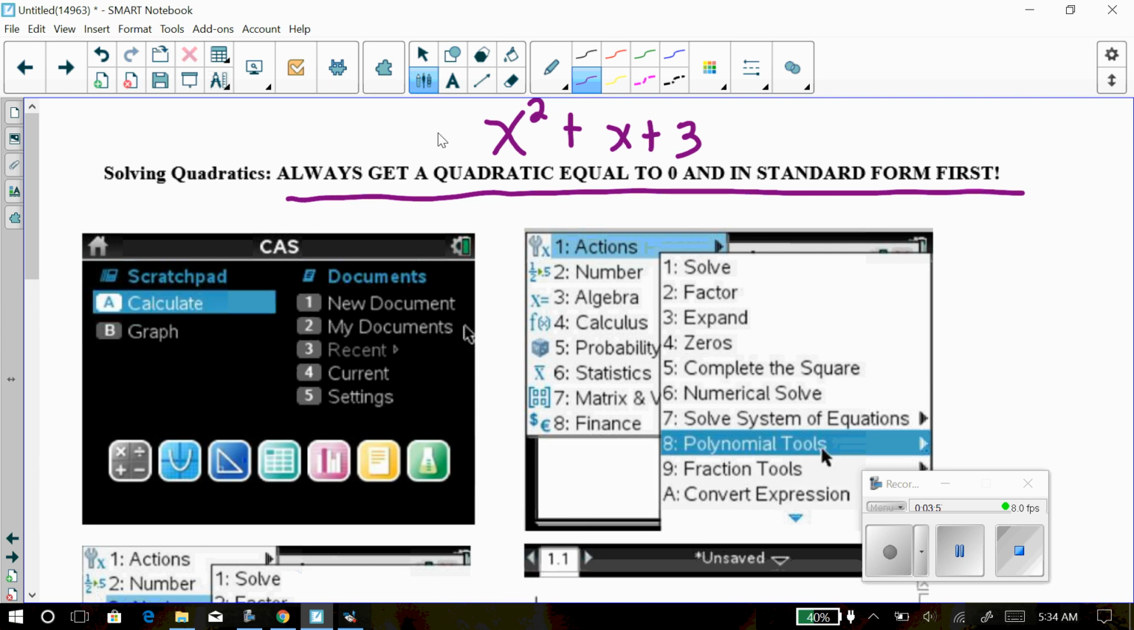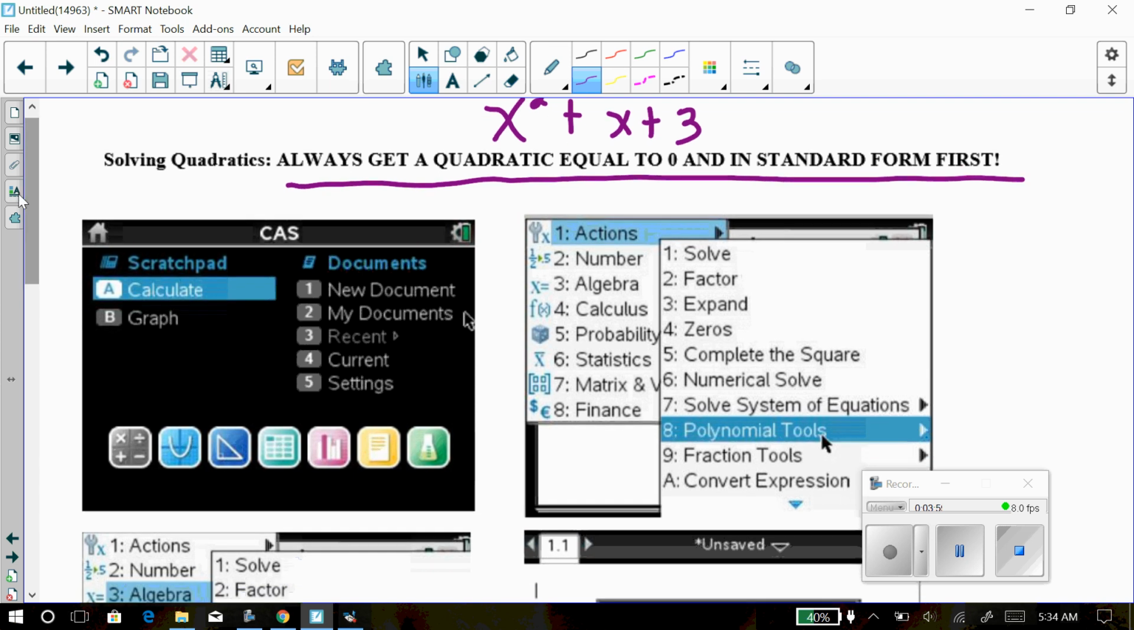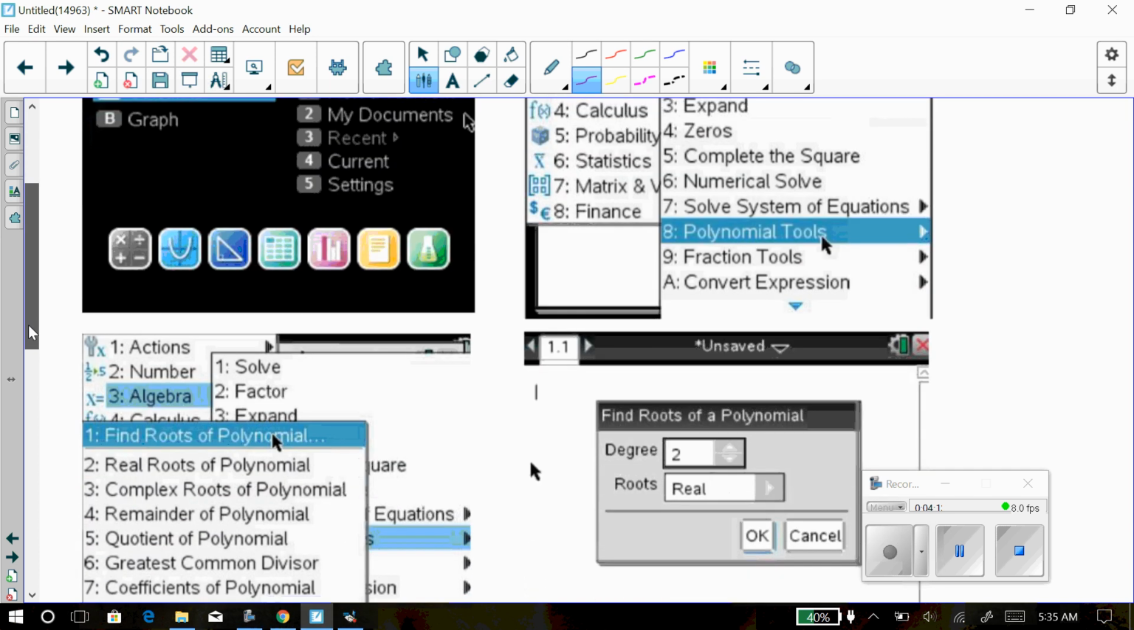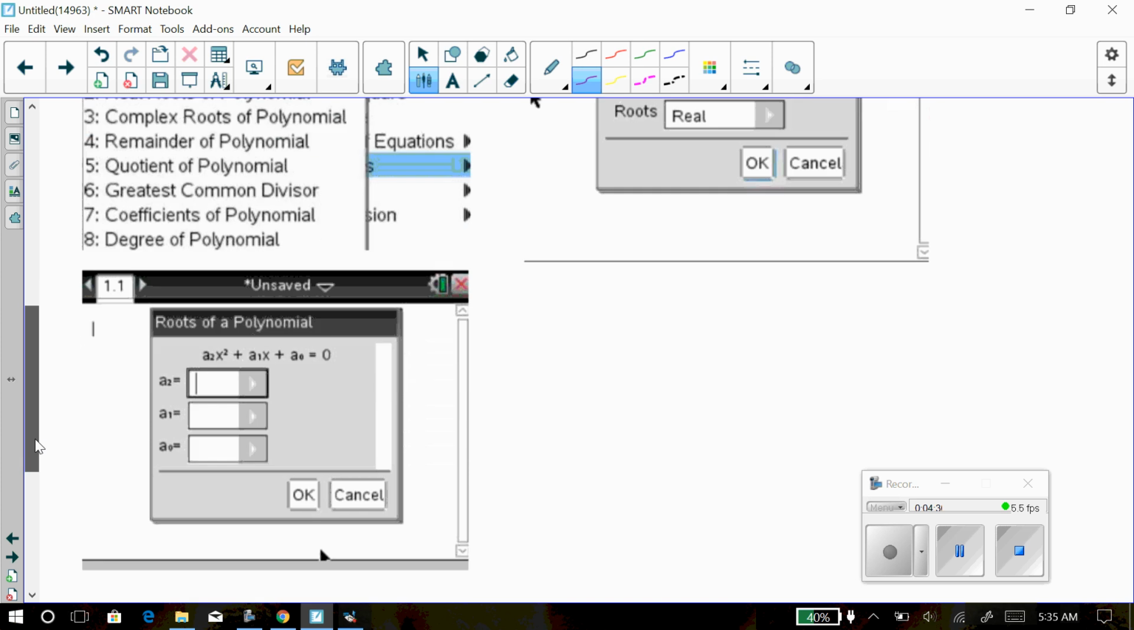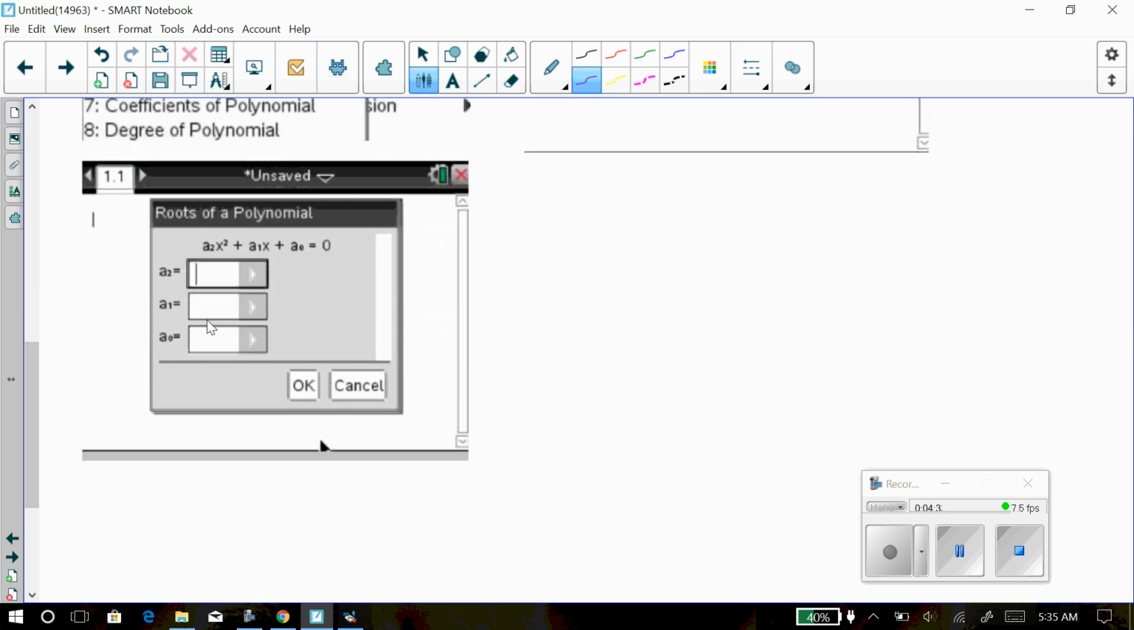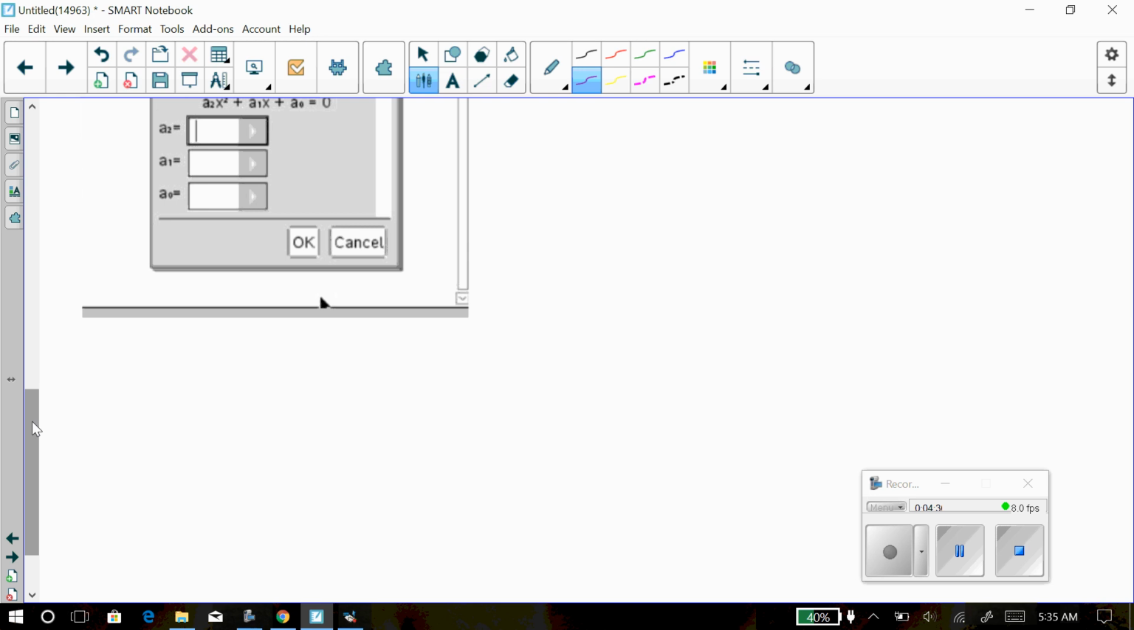So to solve a quadratic, and I think I forgot to go over this in the video for the first one, but not too hard. You go to a new calculator. You want to actually go to algebra. You hit polynomial tools. Find the roots. Remember, the answers to a quadratic are called roots, zeros, or solutions. Now, degree of 2, we're going to assume it's an x squared. You always want to pick real. And this is where you type in the coefficients into the first box, second box, and third box. So let me show you now how to do that.